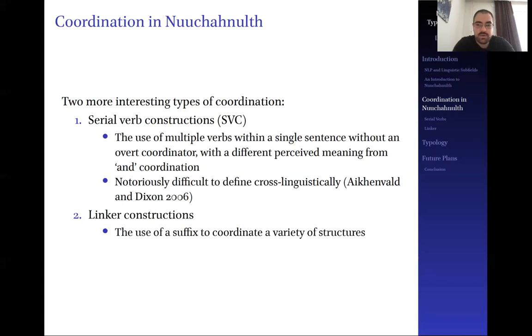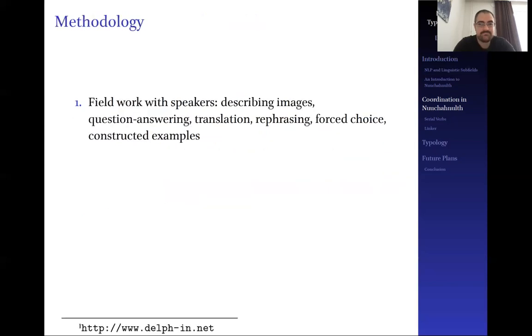The second type of coordination structure in Nuuchahnulth is a linker construction. And this uses a suffix to coordinate a variety of structures. The methodology that I used for this work was firstly field work. So this is where you work directly with speakers. And I had people do a variety of tasks, describing images, question answering, translating from English, rephrasing existing sentences, choosing between different types of sentences, and evaluating examples that I constructed.